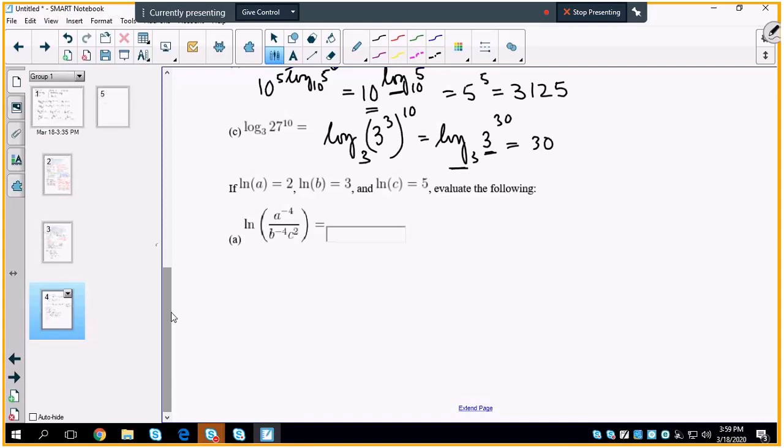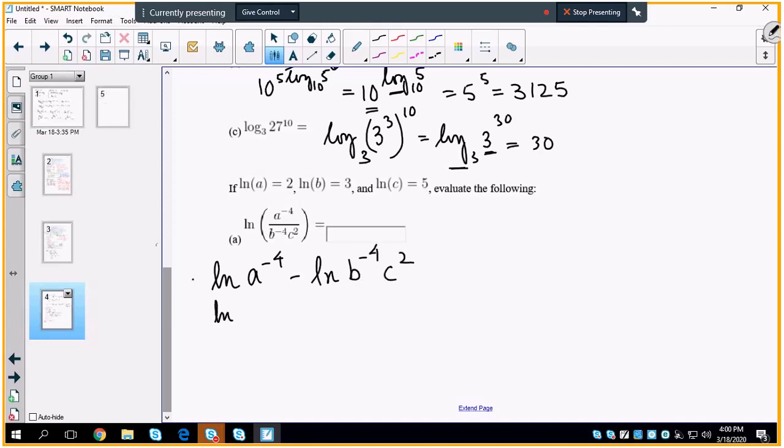Like the last problem in the last page, now I have natural log of a equal to 2, natural log of b equal to 3, and natural log of c equal to 5. And I want to simplify the results for the following logarithmic expressions. So I will use the properties of log. First I write natural log of a to the power negative 4 minus natural log of b to the power negative 4, c squared, that's the quotient rule.